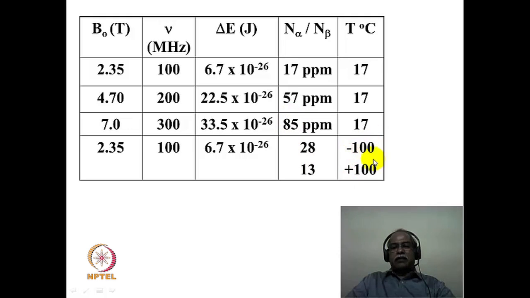Now what is the effect of temperature? You can, for example, measure the NMR spectrum at minus 100, or you can measure it at plus 100. The NMR spectrometer probe can be cooled to minus 100 or plus 100, and the measurements can be made.